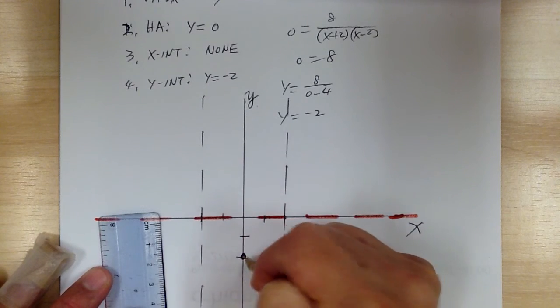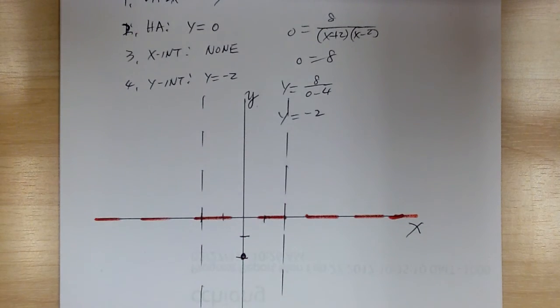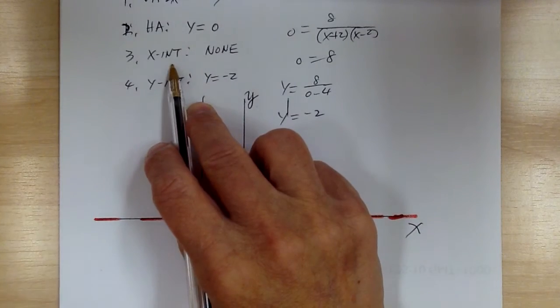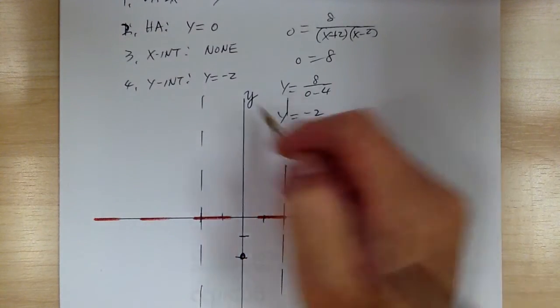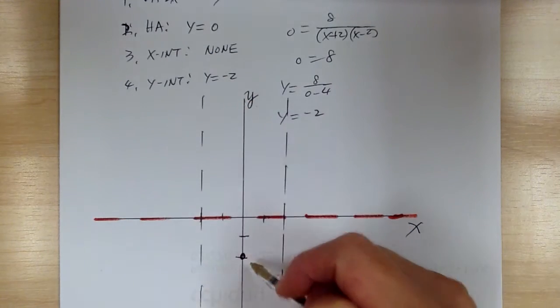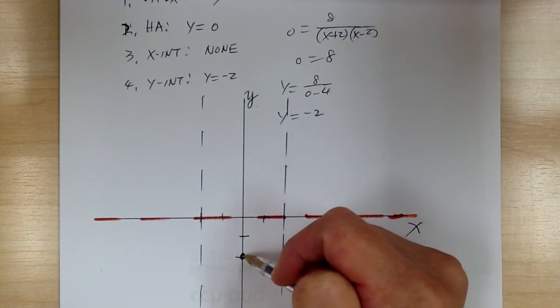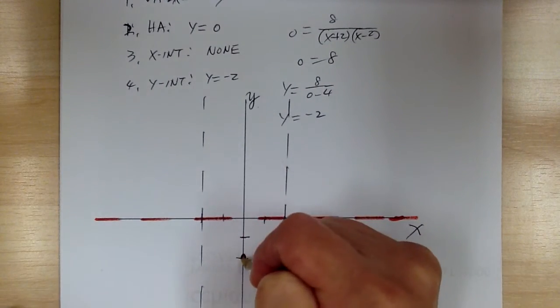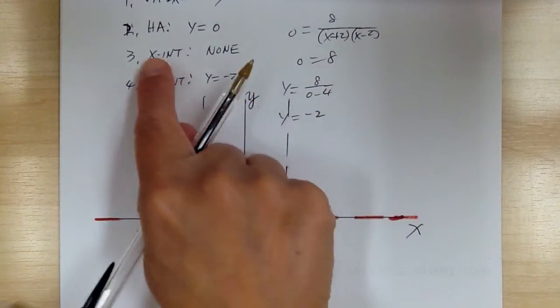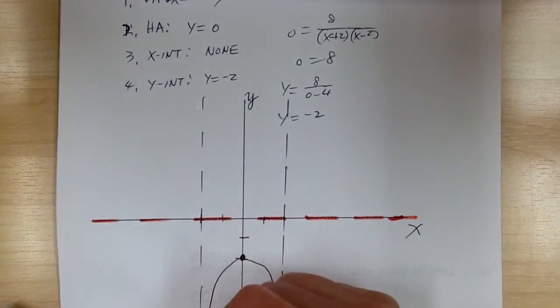Okay, so now you have to sketch your graph based on this information. Again, there's no x-intercept, which means the graph does not cross the x-axis. That's how you know it does not go this way. So this cannot go this way; it has to go this way. Again, from here, it cannot go this way because there's no x-intercept, which means you have to go down this way.